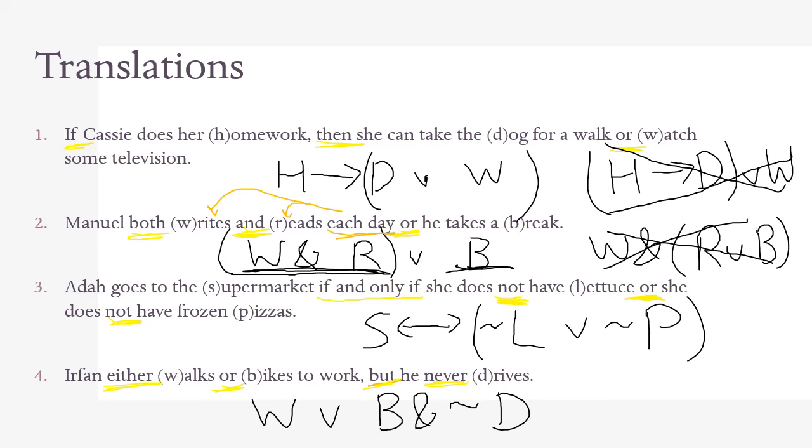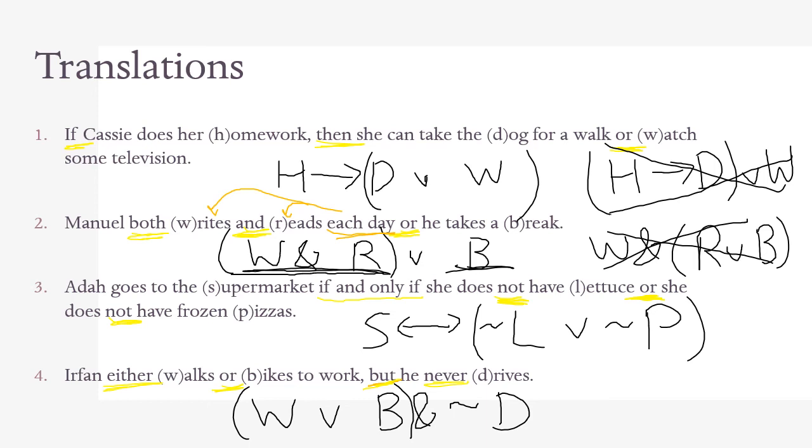but he never drives. So it seems like we have the options here of walking or biking to work. So we would put the parentheses around these two. Irfan either walks or bikes, but he never drives. So the ampersand is just saying there's this other clause in this sentence, but he never drives. And we're going to attach it to the first one. And then the tilde is just negating the fact that Irfan drives, so that's just saying Irfan doesn't drive.